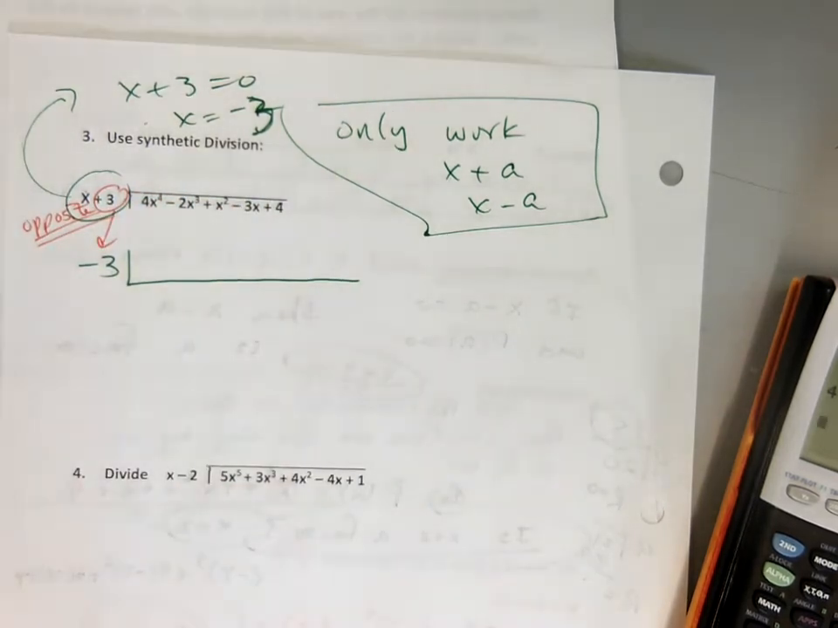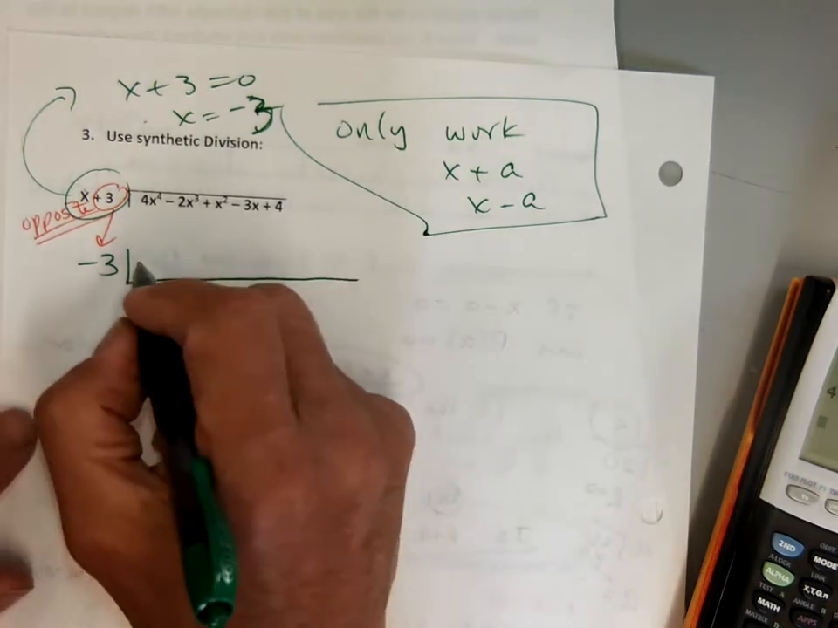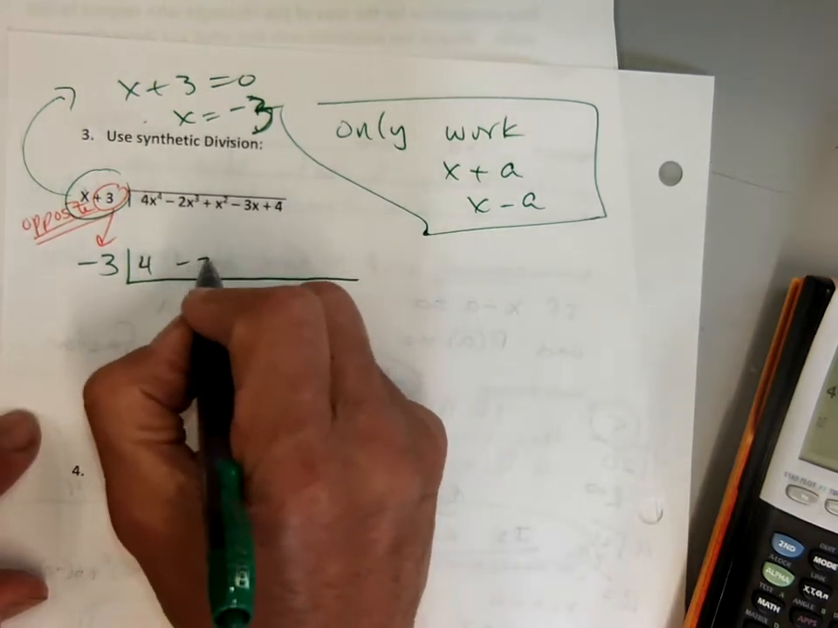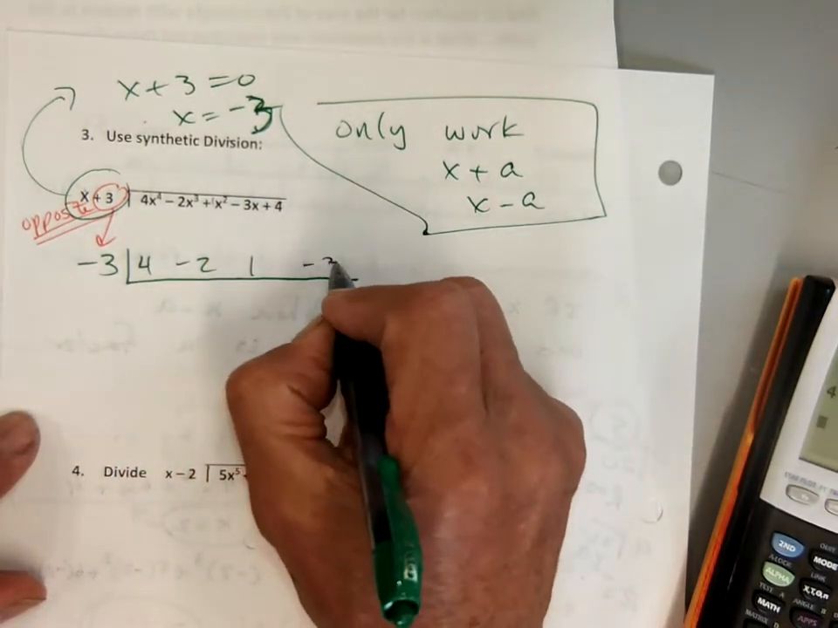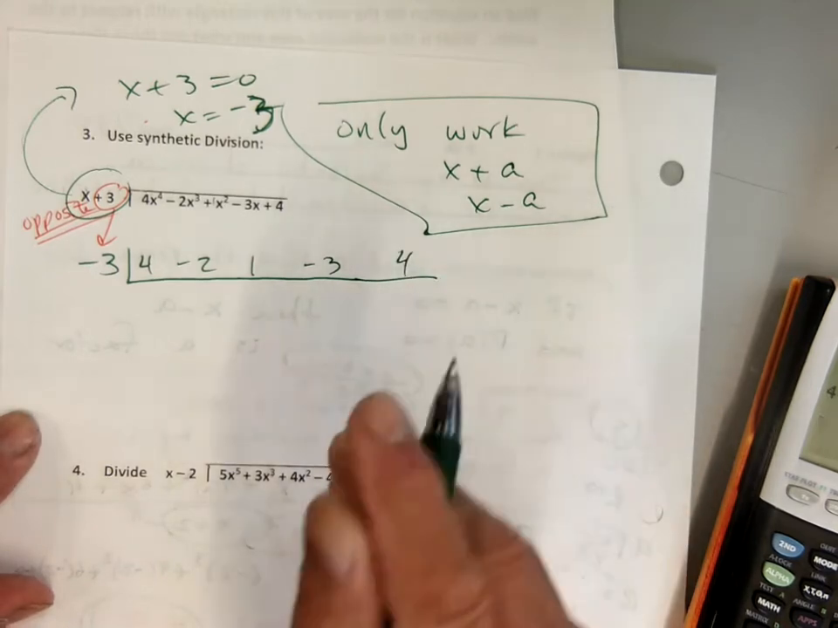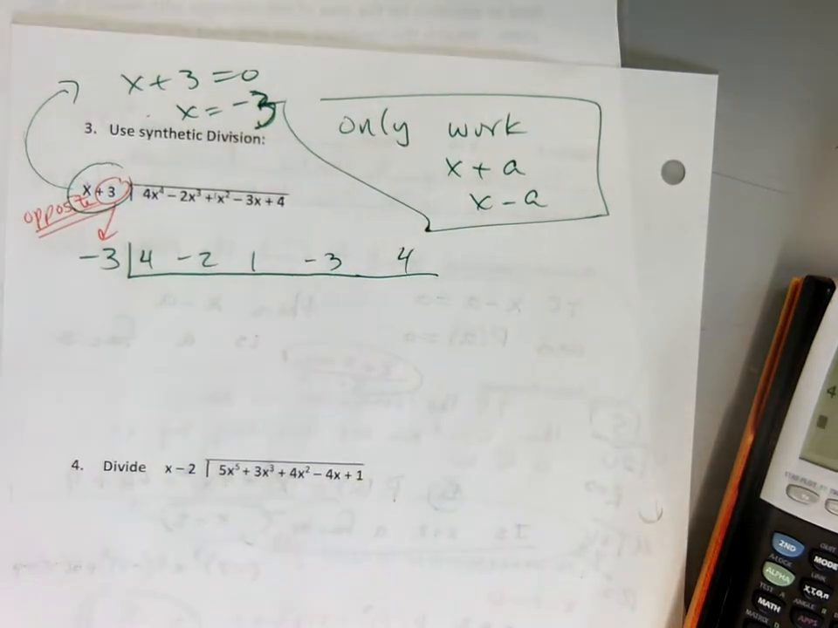Now, the x's are invisible, so I'm going to write 4, -2, 1, because I got a 1 right there, -3, and 4. So I did 3 things so far. The first is an upside down division sign. The second thing I did is I took the opposite. And the third thing I did is I put down my numbers. X's are invisible. They're still there, but they're invisible.